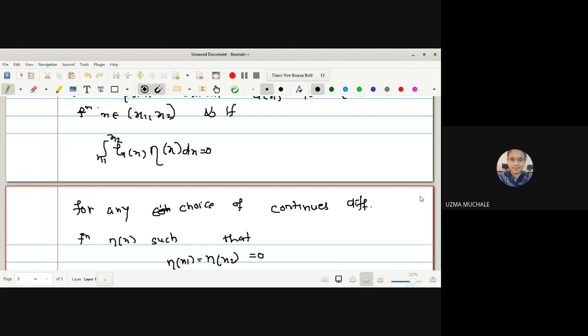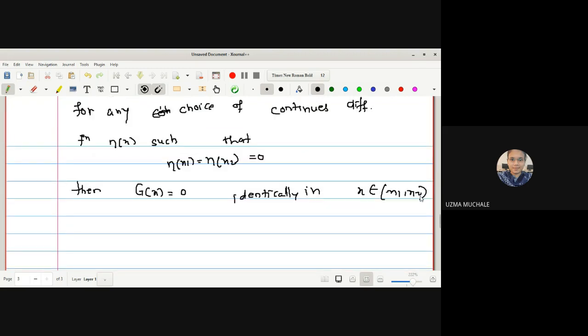What is eta of x? It is given that it is a continuous differentiable function on the condition eta of x1 is equal to eta of x2 is equal to 0. Then we say that g of x is equal to 0 identically in the interval x1 to x2.